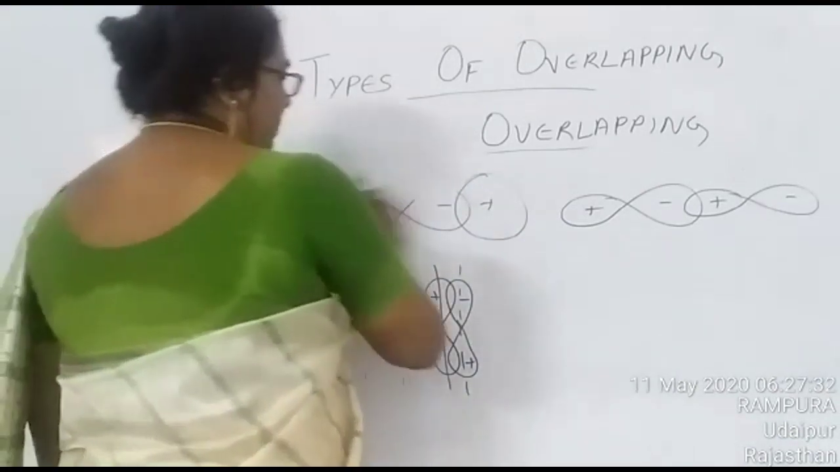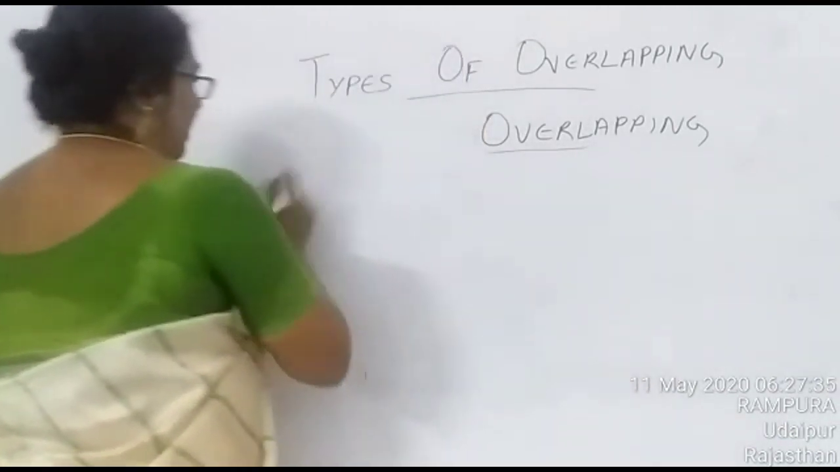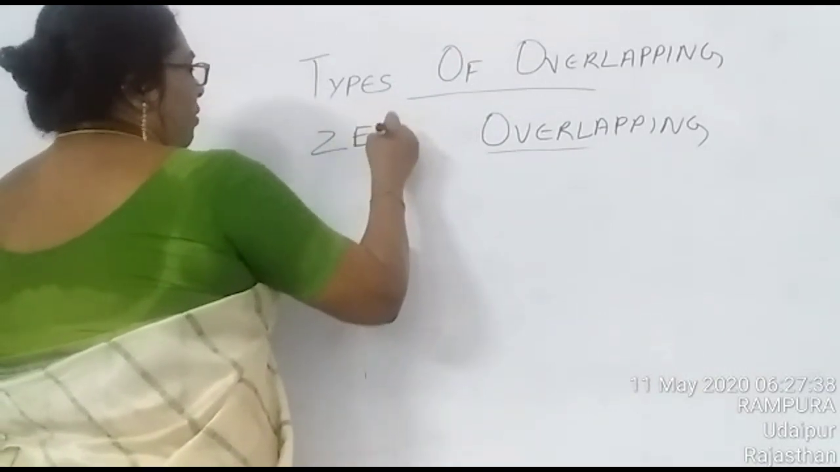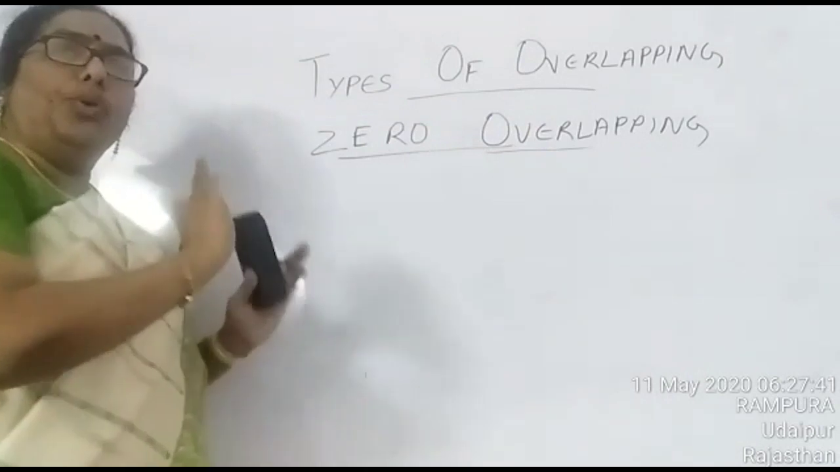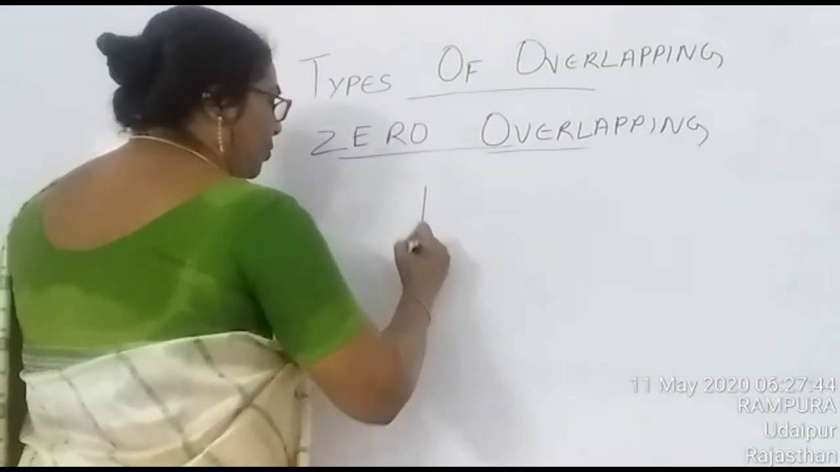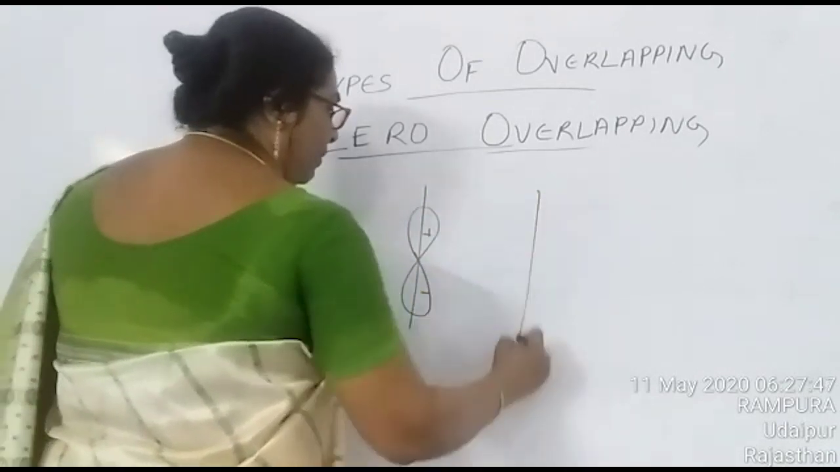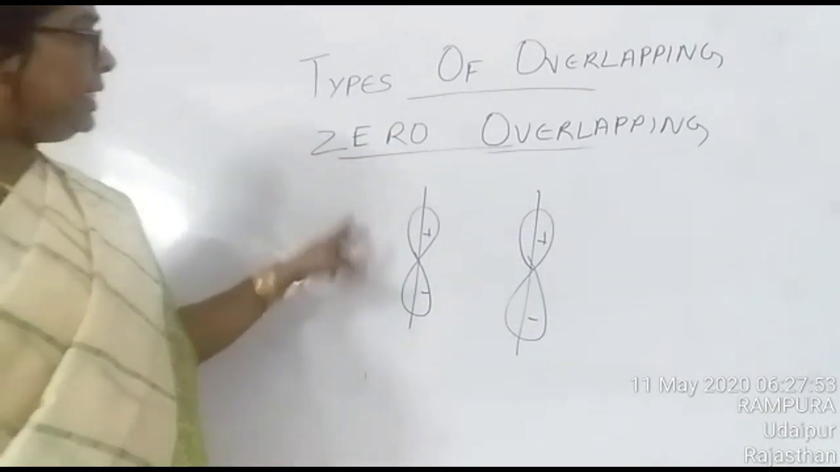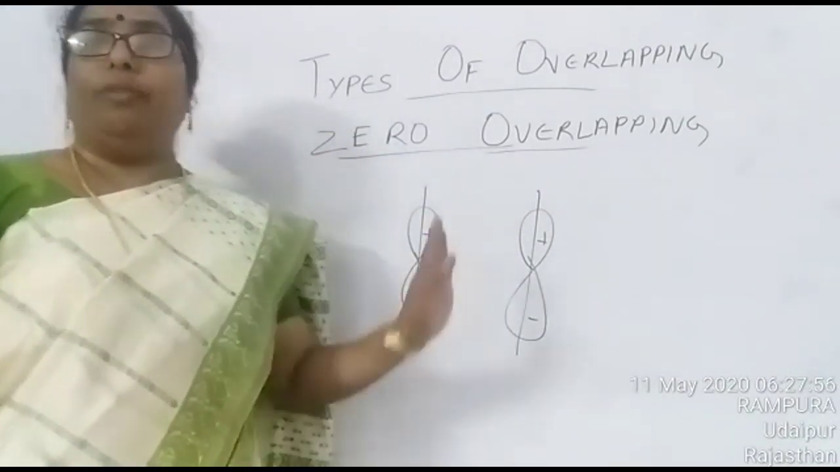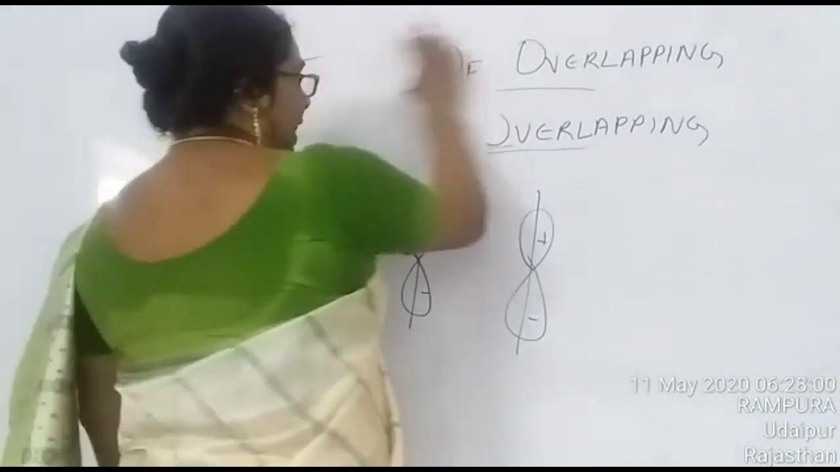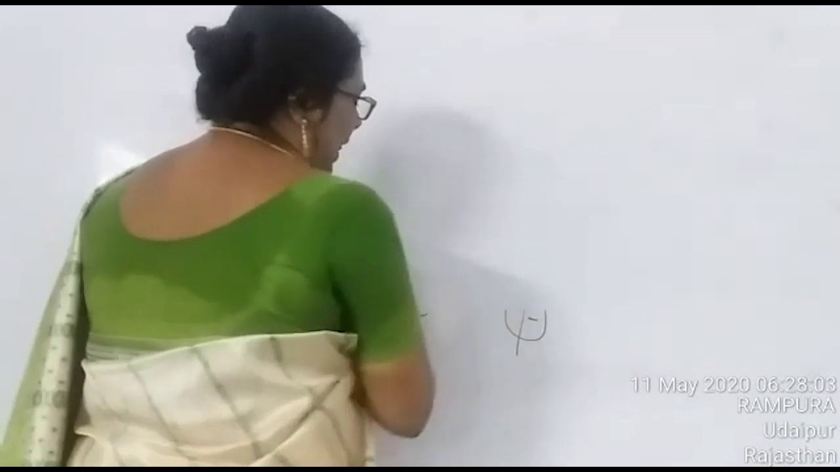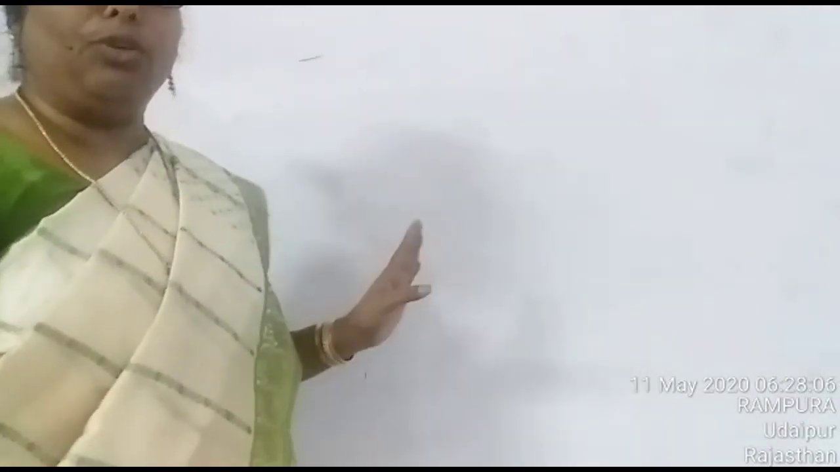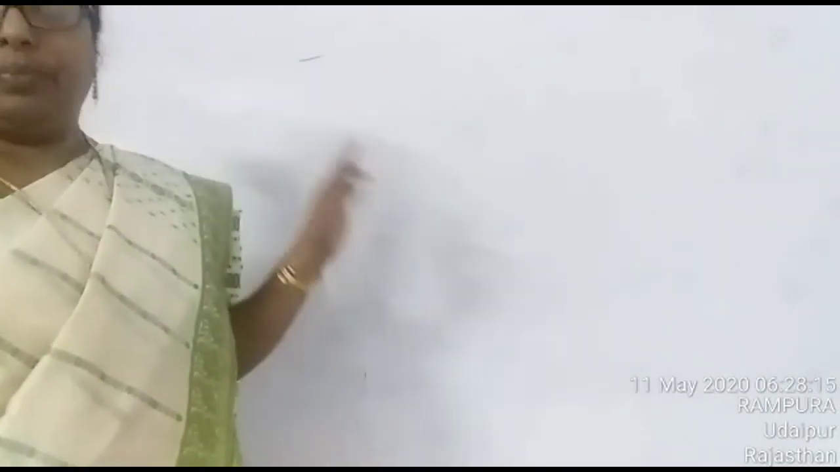Now the last type of overlapping we can consider is zero overlapping. In case of zero overlapping, it implies that actually no overlapping takes place. Suppose you draw two atomic orbitals, one like this and the other one over here. Now there is no overlapping between these atomic orbitals. This type of overlapping is termed as zero overlapping. Is it clear, children? So we have seen that when two lobes having the same sign overlap each other, it is termed as positive overlapping, and when they have opposite sign and interpenetrate each other, it results in negative overlapping. Is it clear?